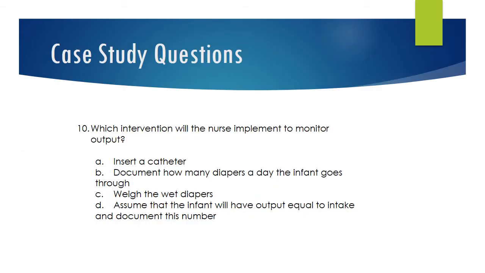Question number 10. Which intervention will the nurse implement to monitor output? A. Insert a catheter. B. Document how many wet diapers a day the infant goes through. C. Weigh the diapers. D. Assume the infant will have an output equal to intake and document this number.